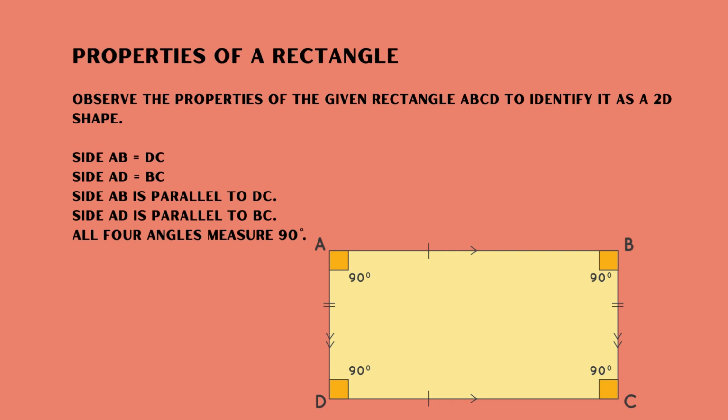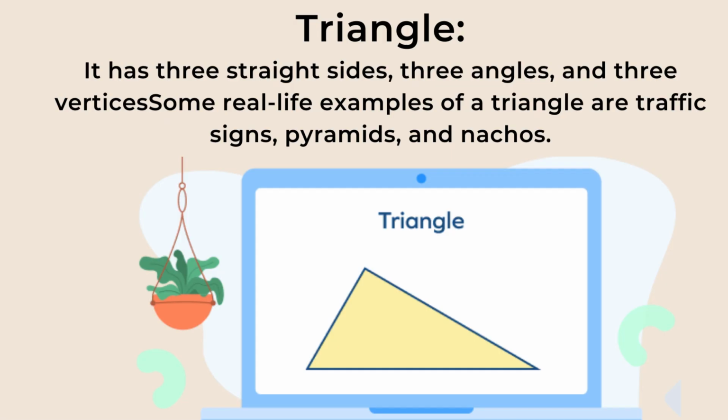Now the properties of the rectangle. I show the picture of a rectangle in which AB and DC are equal, and sides AD and BC are equal. Side AB is parallel to DC and side AD is parallel to BC. All four angles measure 90 degrees.